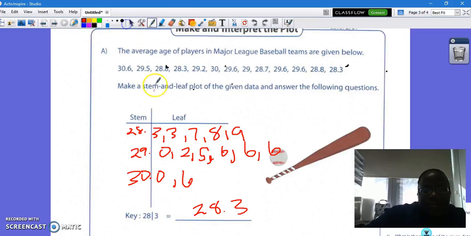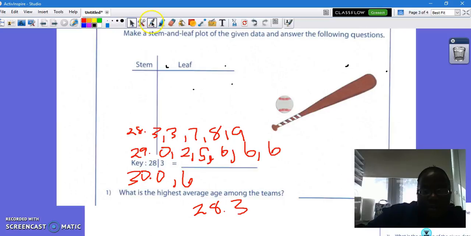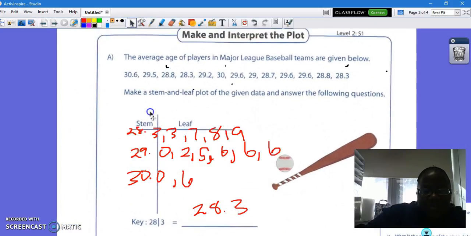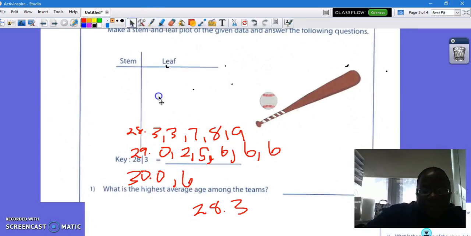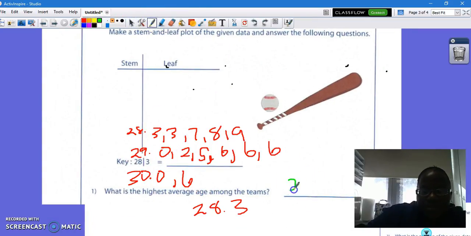Question number 1 says, what is the highest average age among the teams? Highest average age among the teams. Let me put this back so you can see it easier. The highest average age is basically the highest number that we have in our stem and leaf plot. As you see, the highest number is 30.6. So the answer for number 1 is going to be 30.6 years.